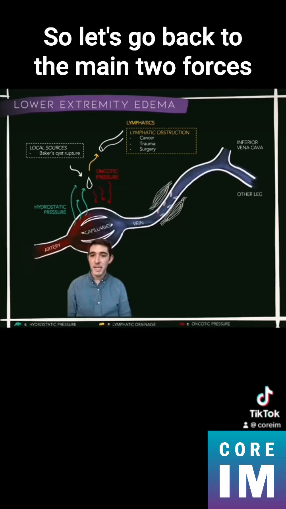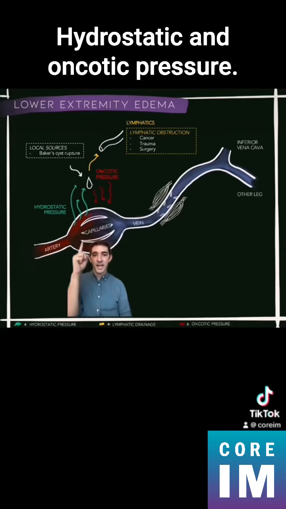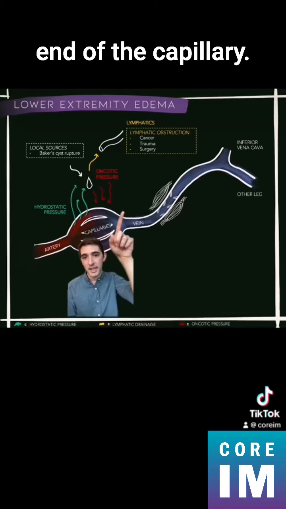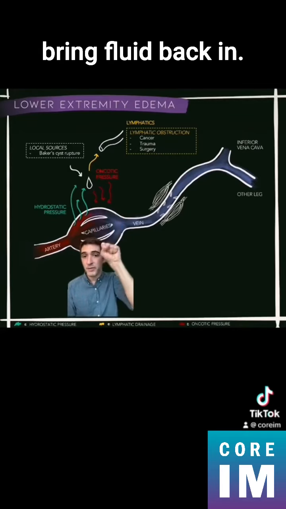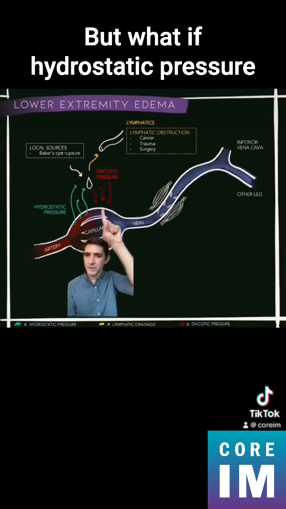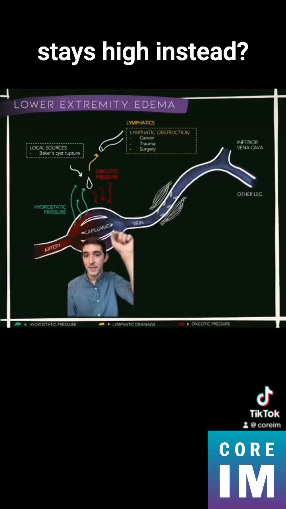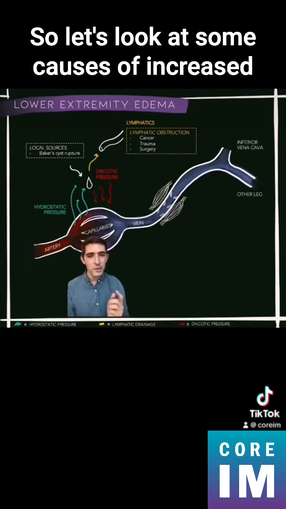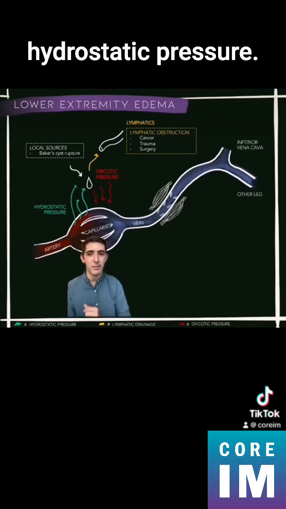So let's go back to the main two forces at play in the leg: hydrostatic and oncotic pressure. Your body is counting on hydrostatic pressure being low at the end of the capillary, so that oncotic pressure can bring fluid back in. But what if hydrostatic pressure stays high instead? That means less fluid going back into the leg and more edema. So let's look at some causes of increased hydrostatic pressure.